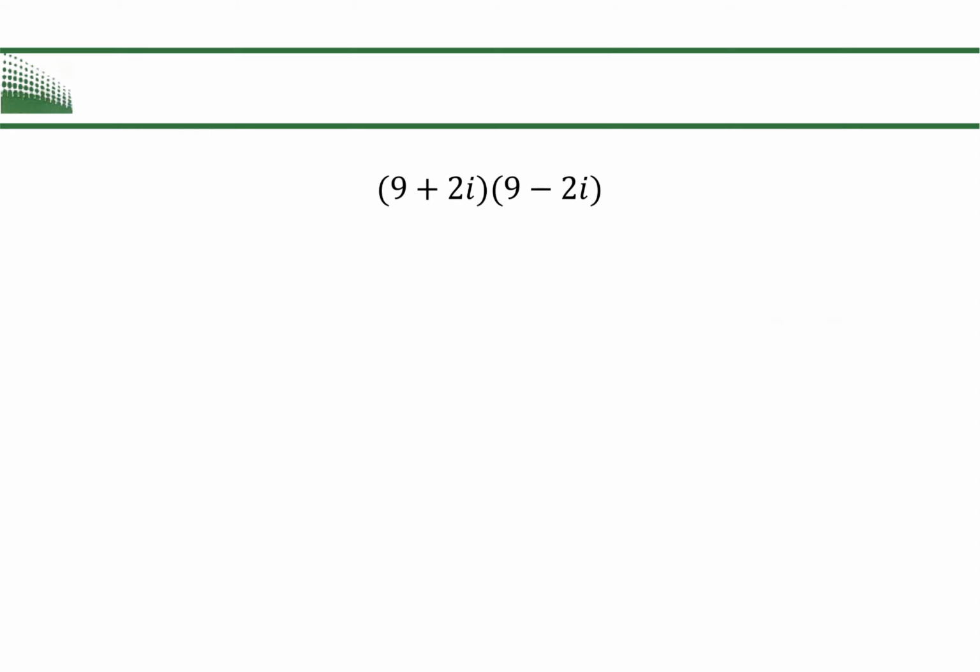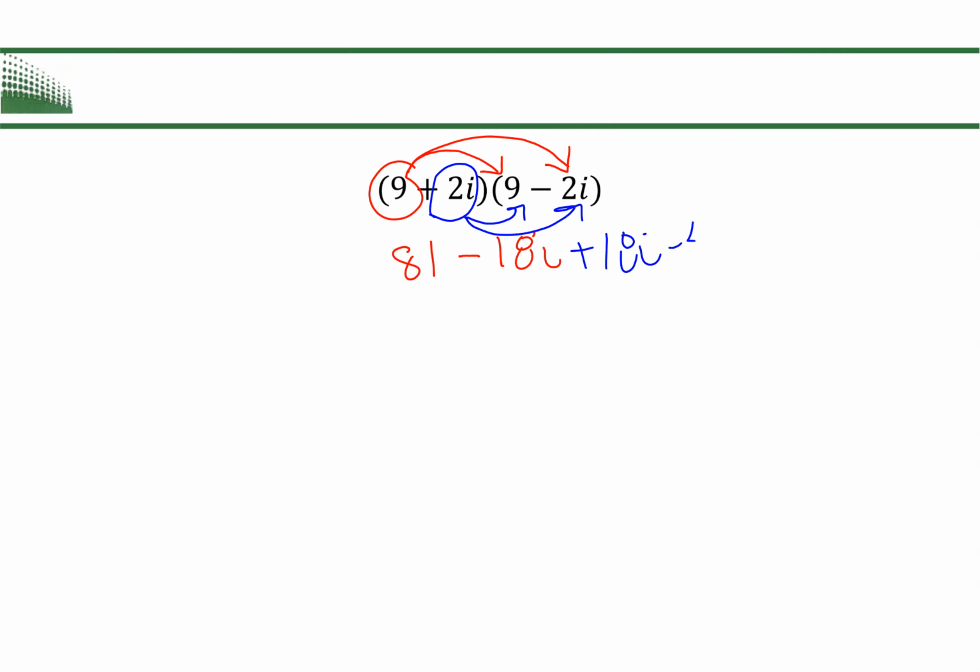So if we work another problem such as this where you have complex conjugates, let's see if it happens again. So I'm going to take 9 and distribute it to the next parentheses, 9 times 9 and 9 times negative 2. So this gives me 81 minus 18i. Now again, I'm going to distribute the 2i into the second parentheses. So 2i times 9 gives me a positive 18i. 2i times negative 2i gives me a negative 4i squared.